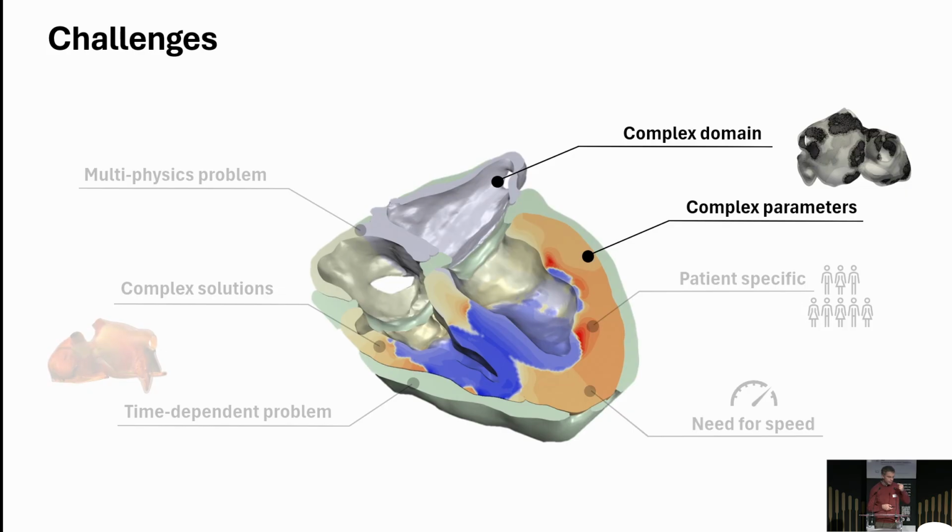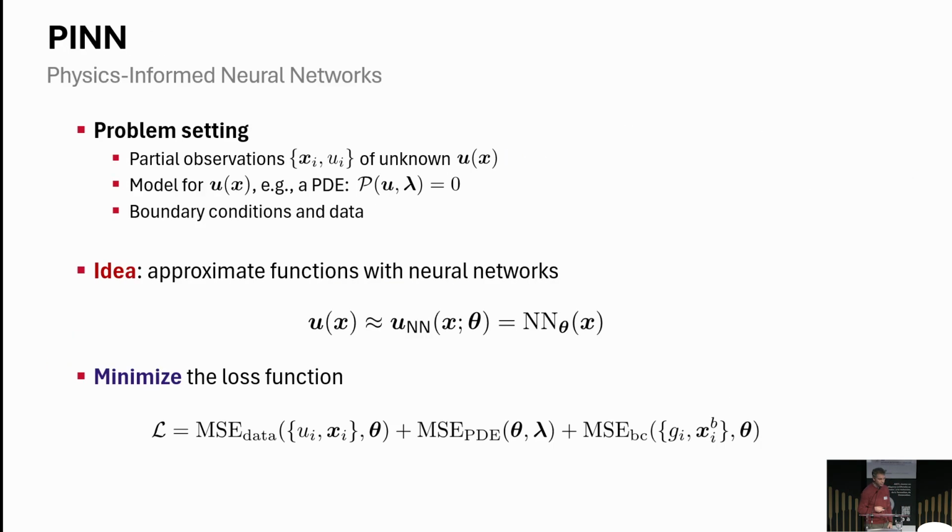I will be focusing mostly on complex domains today, but I will also touch on some of the other topics. So since the session is about scientific machine learning, I will focus here a bit on physics-informed neural networks that we didn't discuss today, actually, that much. So I will give you a very brief overview of what the idea is.